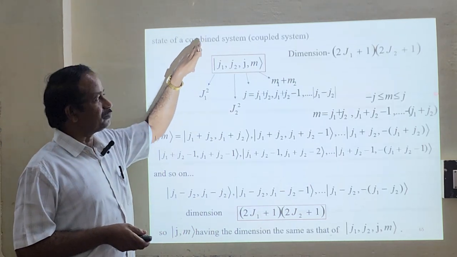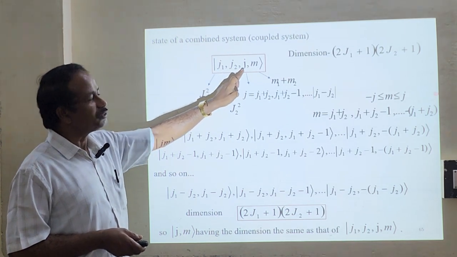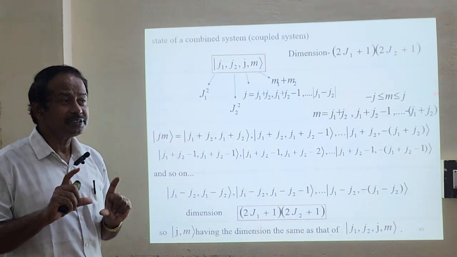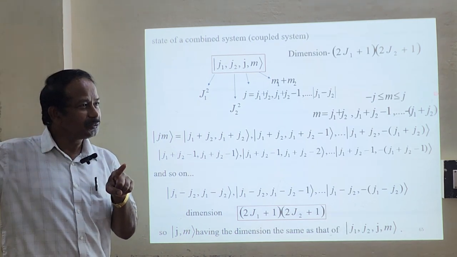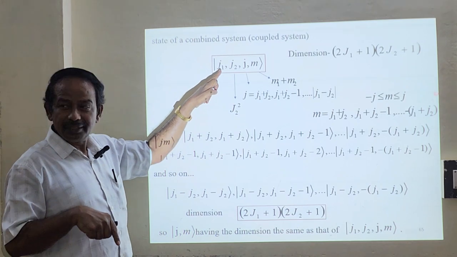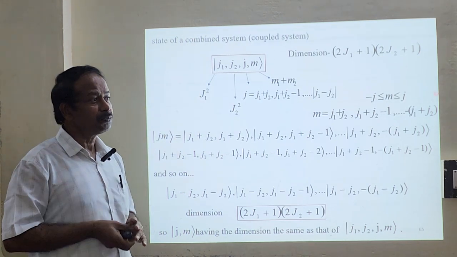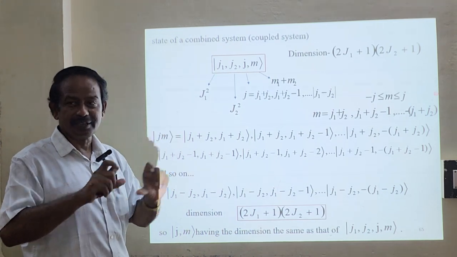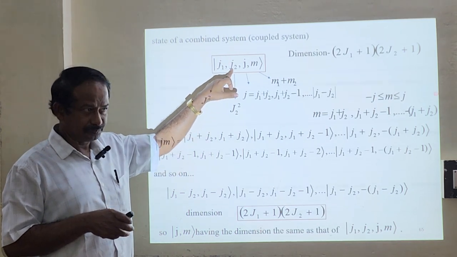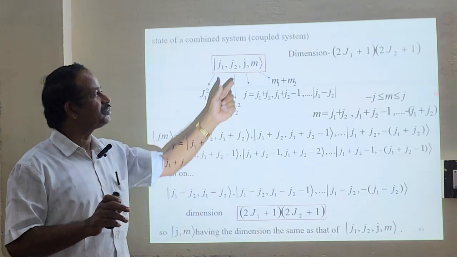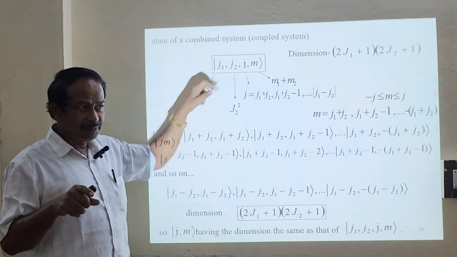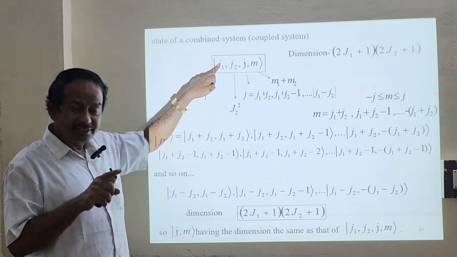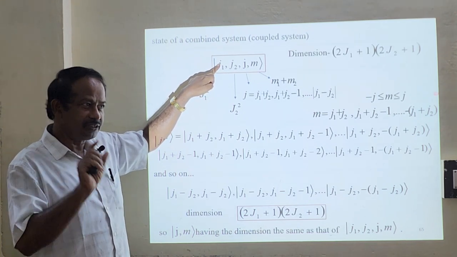The state of the combined, coupled system is given by J1, J2, J, M. You have to remember this one always. The individual system will be J1, M1, J2, M2, and the coupled one will be J1, J2, J, M. In most books, we find only J, M, because J1 and J2 are kept constant. That is the reason they avoid writing J1 and J2. We are also going to follow the same thing, so we keep J, M, because J1 and J2 are surely constant.